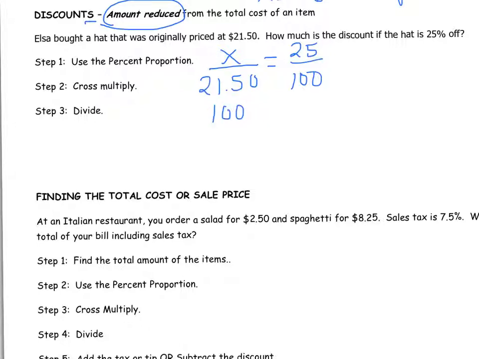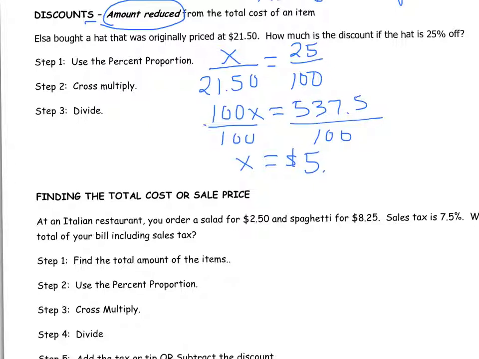So 100x and 2150 times 25 gives you 537.5. And then we'll divide by 100. So x equals a $5.38 discount. Now you're going to notice I rounded up because since we're talking about money, we're only going to go to the hundredths place for these problems. Now, once again, we answered the question. We wanted to know the discount, and we found the discount.